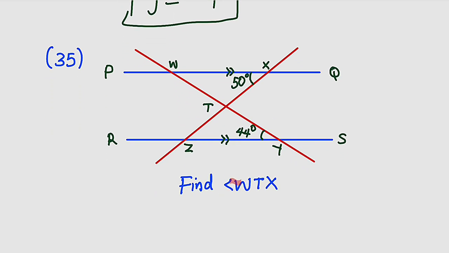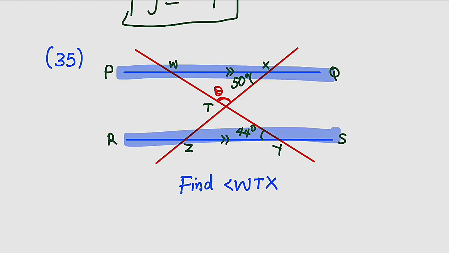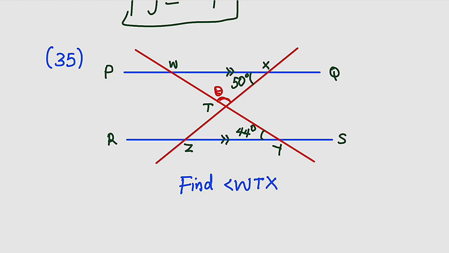Question number 35, we are asked to find the angle WTX. So we are referring to this particular angle. Let me mark it. This particular angle, can we call it anything? Let me call it theta. All right, let us make an observation here. We have two lines, PQ and RS. These two lines are parallel. No matter where they get to, they will never meet. And we have two transversal lines that meet at T. You can see the meeting point here.